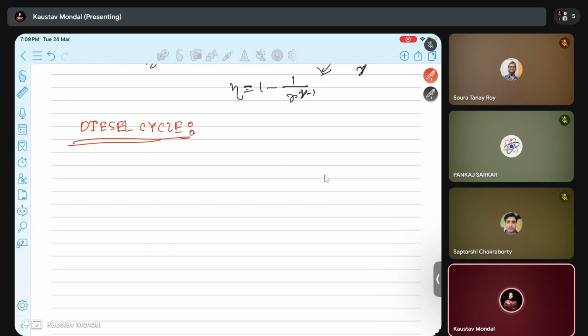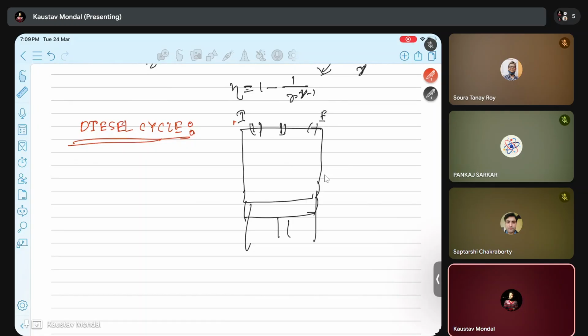Now, if you look at the diesel cycle, similar to the piston engine, here also there is a piston, a chamber, an input and an output. But instead of a spark, here there is a fuel injector. So this is the intake valve, this is the exhaust valve, and this is the fuel injector.